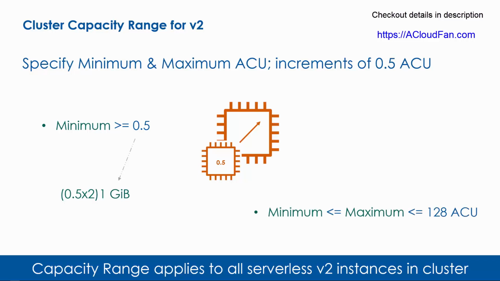Maximum ACU can be equal to or greater than the specified minimum, and the ceiling for the maximum ACU is 128 ACU, which is equivalent to approximately 256 GB of memory. If the maximum is set equal to minimum, then there will be no instance scaling. As a result, the instances in the cluster will behave like the provisioned cluster instances.